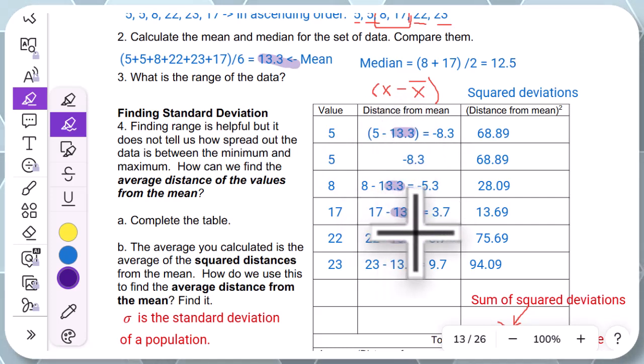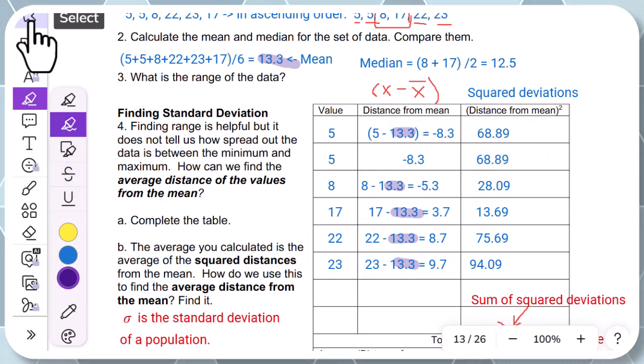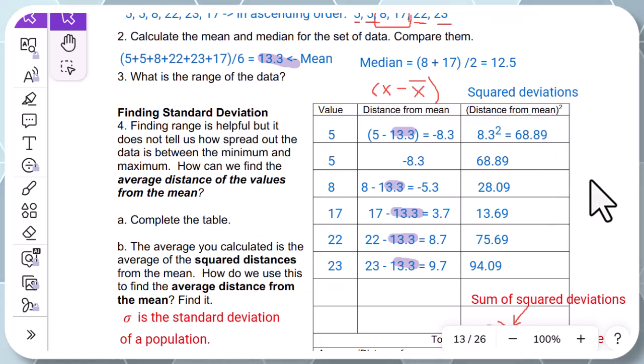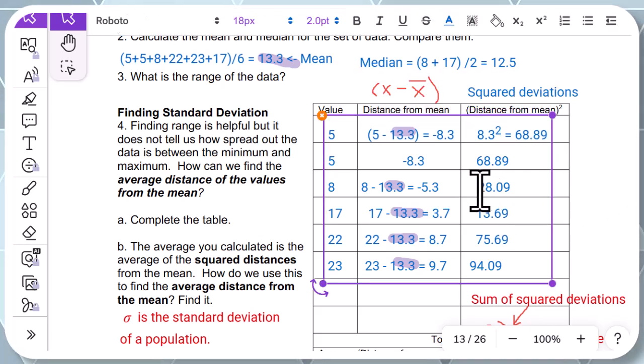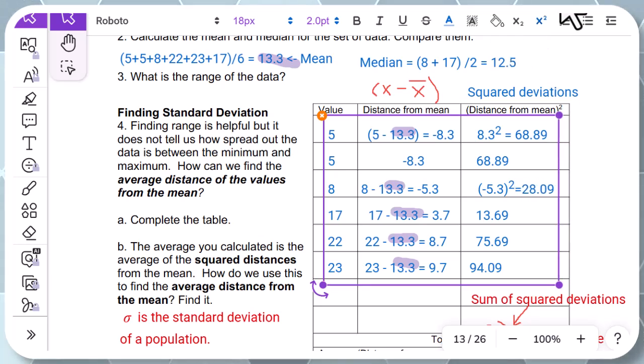And then what you do is you get this difference, right? And you square it. So this one right here, let me go ahead and fill in that data. 8.3 squared, if I square it, that's 68.89. If I take 5.3 squared, and actually put it in parentheses, because if you don't, your calculator is going to say, what? Let's see, equals 28.09. So that's how we're getting the numbers over here.